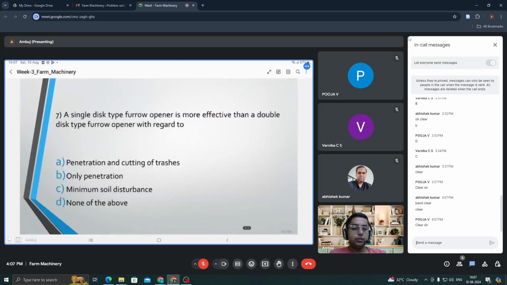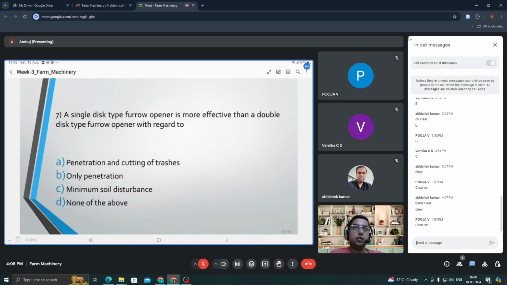Okay. See this question. A single disc type furrow opener is more effective than a double disc type furrow opener with regard to penetration and cutting of trashes. Only penetration, minimum soil disturbance, or none of the above. Okay, we have moved forward. Try to solve this question.